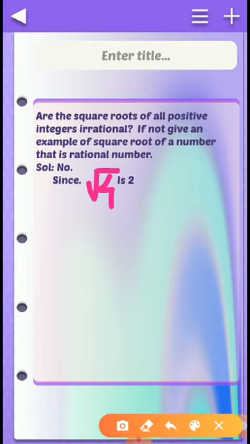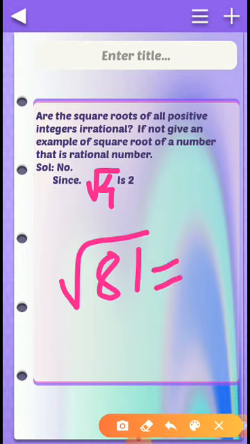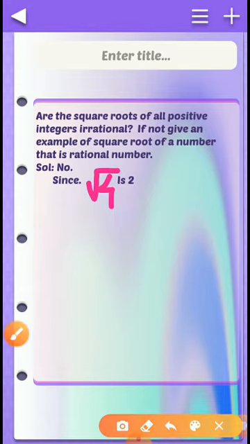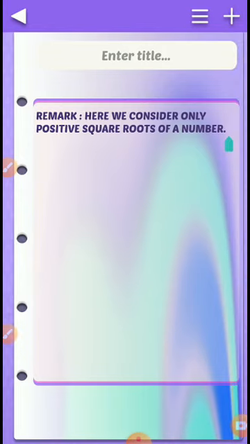You can give any other example. I am writing root of 81. Root of 81 is 9. But 9 is not an irrational number. Clear? Here we consider only the positive square roots of the number. That is what I have said. We are not taking the negative. So I hope that in this video, the concept of irrational numbers is clear in your mind. Thank you.